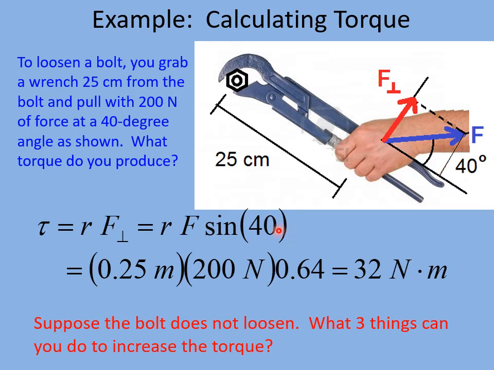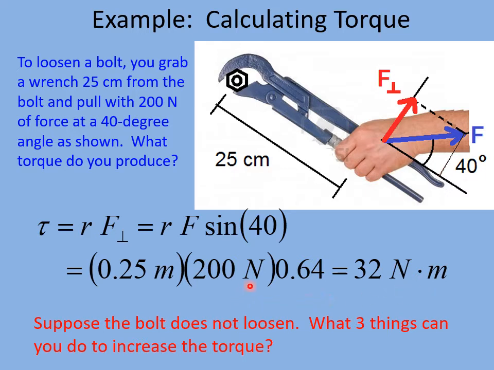So our equation to calculate torque, remember, is R F sine phi. Our angle is 40 degrees. Our force is the 200 newtons. That's how much we're actually pulling with. And then the radius is 25 centimeters, which we convert to meters, so it's 0.25 meters. So we multiply these three numbers together in a calculator, and we'll get a torque of 32 newton meters.